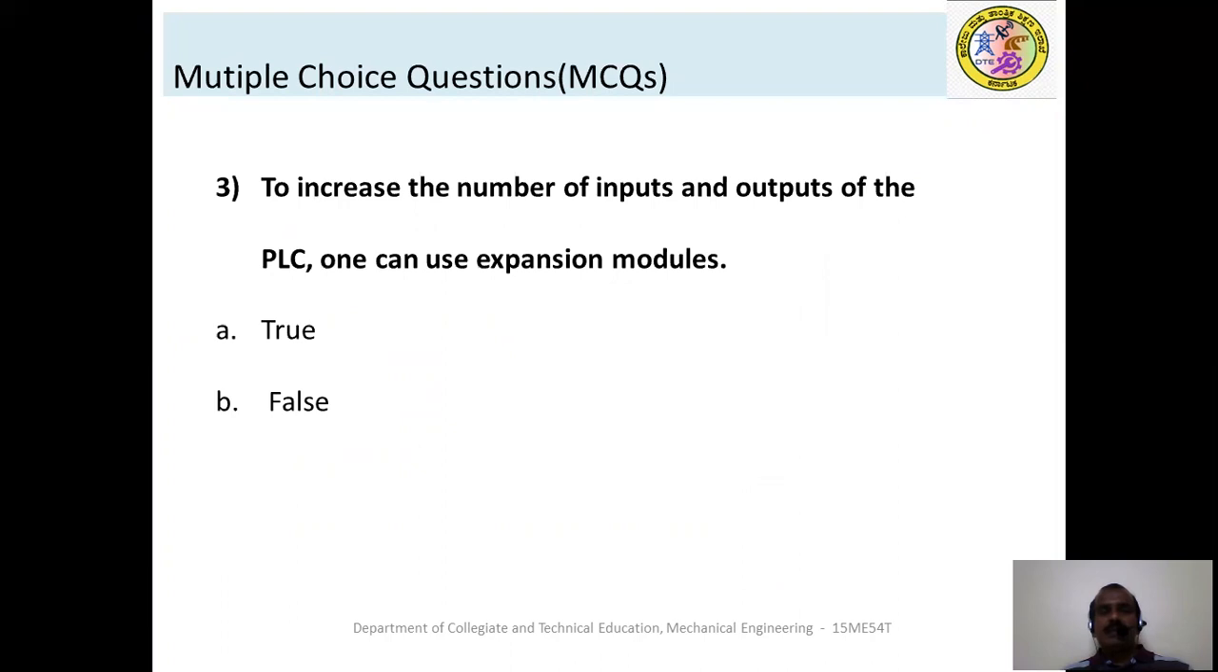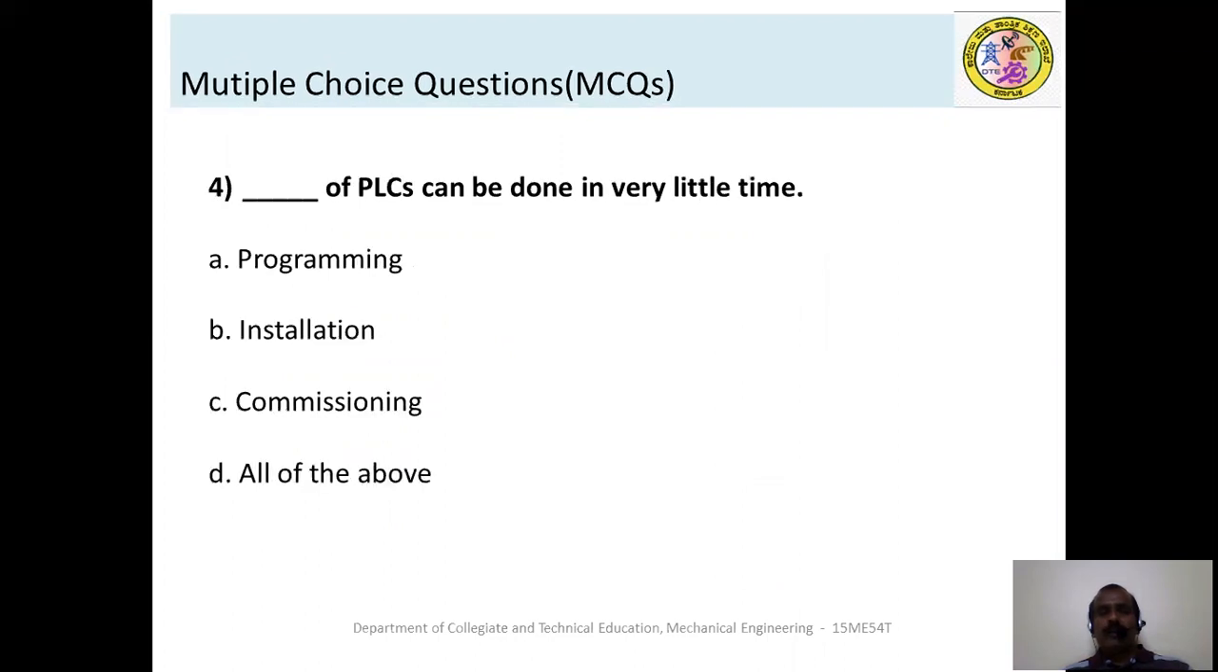To increase the number of inputs and outputs of the PLC, one can use expansion modules. True or false? The answer is A, true. Dash of PLCs can be done in very little time. Programming, installation, commissioning, all of the above. The answer is D, all of the above.